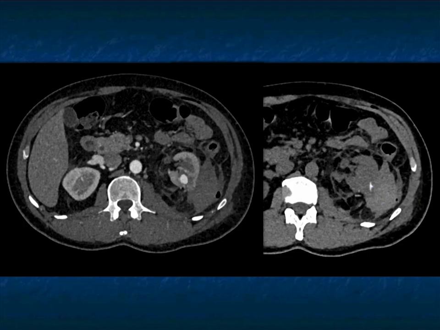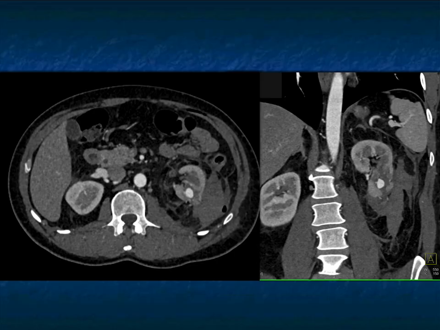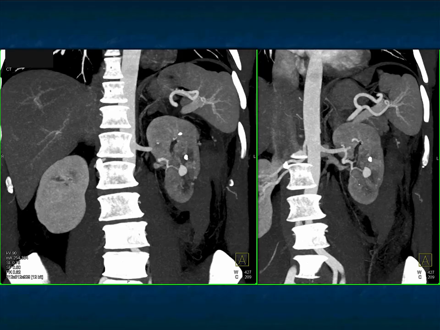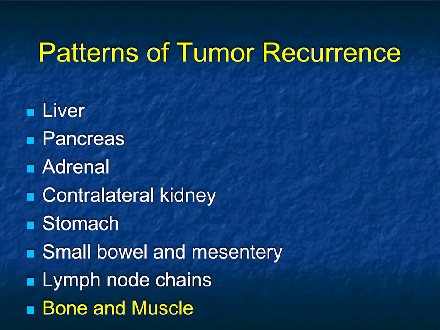So again, when you do partial nephrectomies, when you do ablations, and even when you do biopsy of a tumor, complications do occur, and bleeding is one of the common complications, and you need to be aware of that. And here it is again with MIP imaging showing you the site of pseudoaneurysm in the lower third of the patient's left kidney. Now, what else?